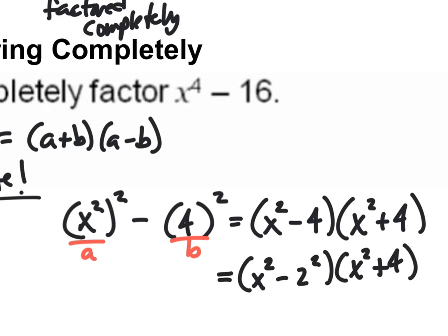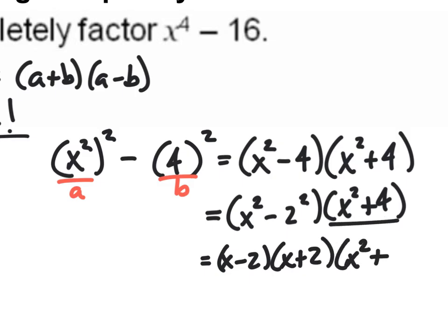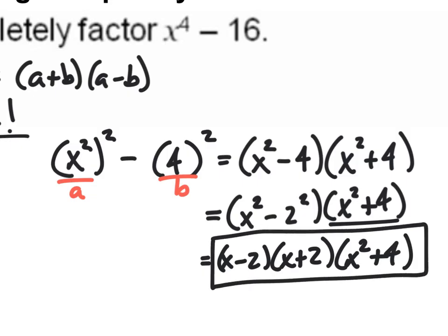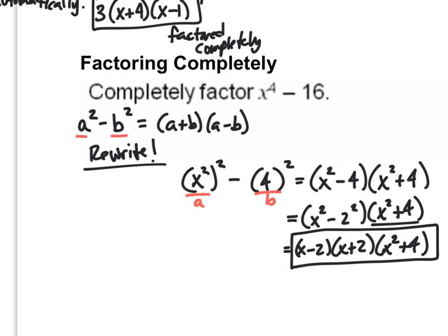That's done, okay? But now I can factor this down into x minus 2 times x plus 2, and then times what I have left, which is just an x squared plus 4. And this has been factored completely. Kind of tricky, but it's a lot of recognition. And I've done this problem before. I've seen this problem before in calculus and other classes. So it's something that will pop up time and time again, okay?